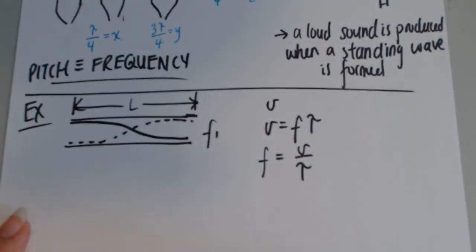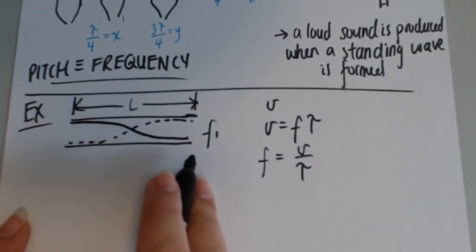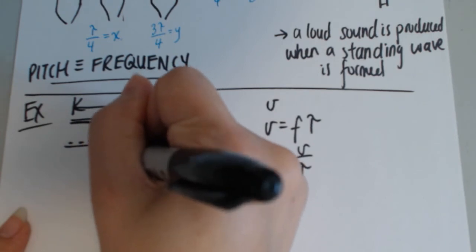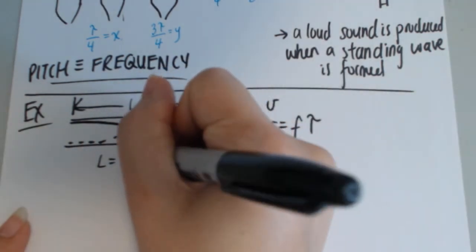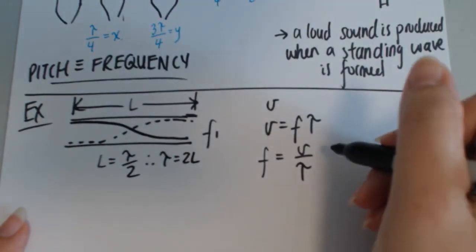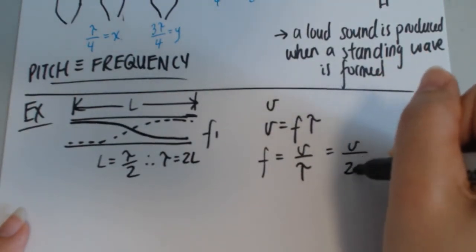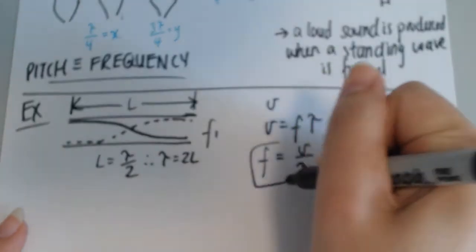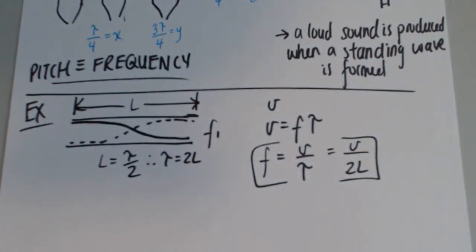So that there is half a wavelength. So L is equal to lambda over 2. Therefore, lambda is equal to 2L. Plugging that in here, I have V over 2L. And that's the answer. So the answer is A.